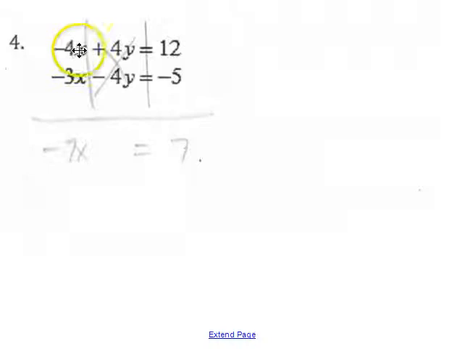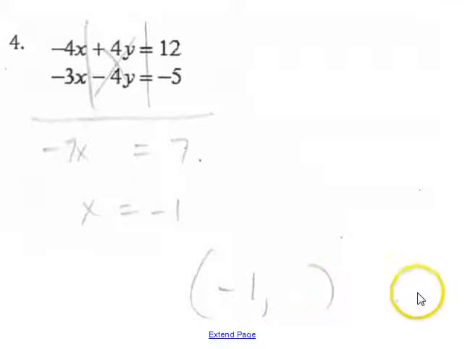Remember, it's called linear combination. Combining the -4x with the -3x gives you -7x. And combining these gives you 7. Well, if -7x equals 7, then x equals -1. And you're already halfway to your goal of figuring out the point where the 2 lines cross. You know x is -1.